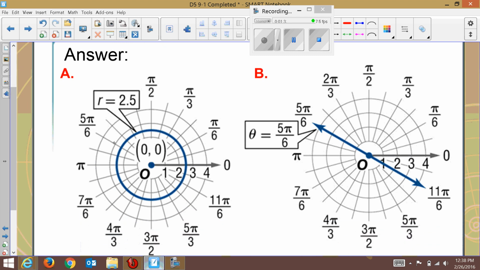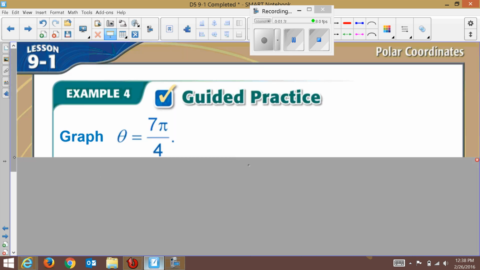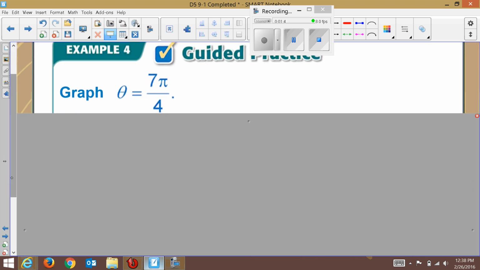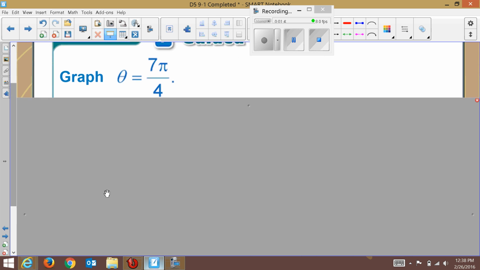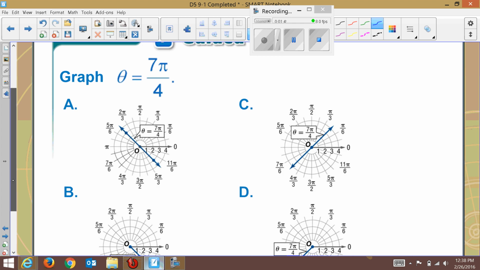So if it's just an R, that means it's a circle. If it's just an angle, it's a line. Here's one for you to try. I'll let you think about what it should be. Pause the video and then pick back up and figure out which one would be correct for this situation.